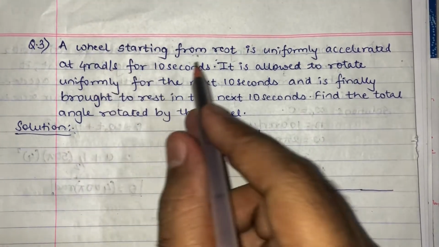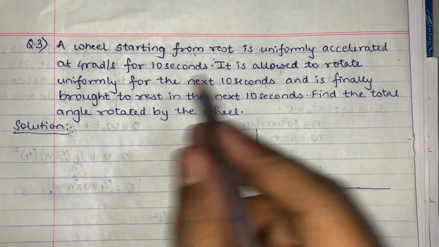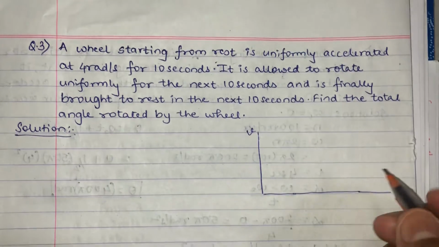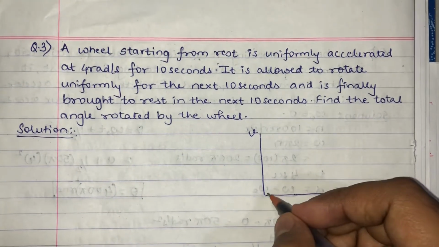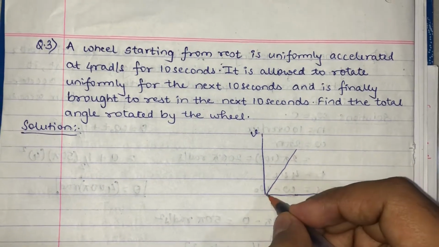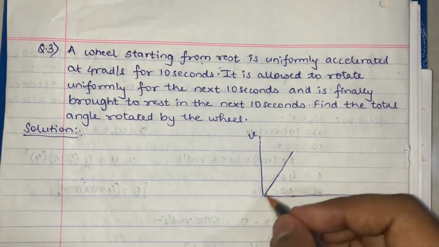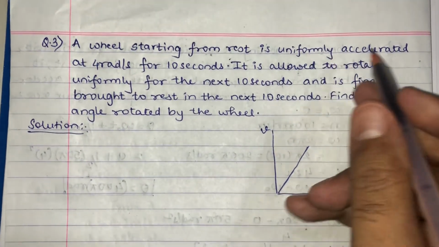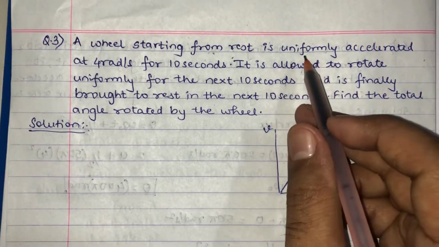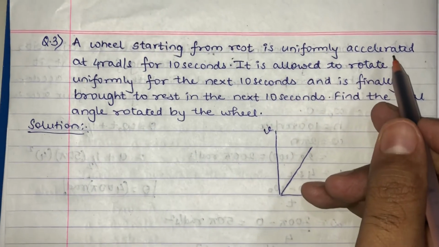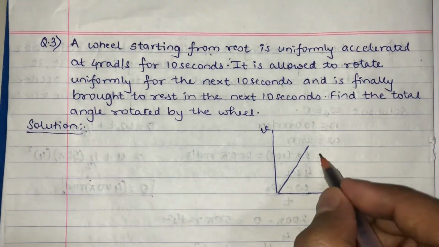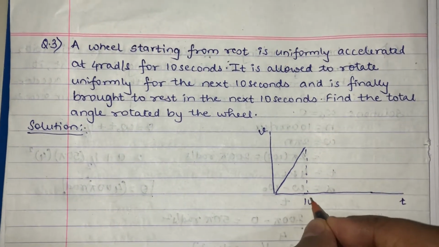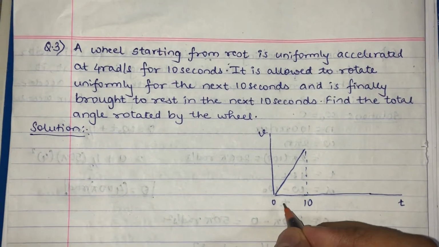The wheel starting from rest is uniformly accelerated. If acceleration is uniform, we can consider that the velocity is increasing linearly. If velocity is increasing linearly, then your acceleration is constant. So uniformly accelerated means constant acceleration. It is accelerated at 4 radian per second squared for 10 seconds. So we'll consider this as 10 seconds, and this is 0.